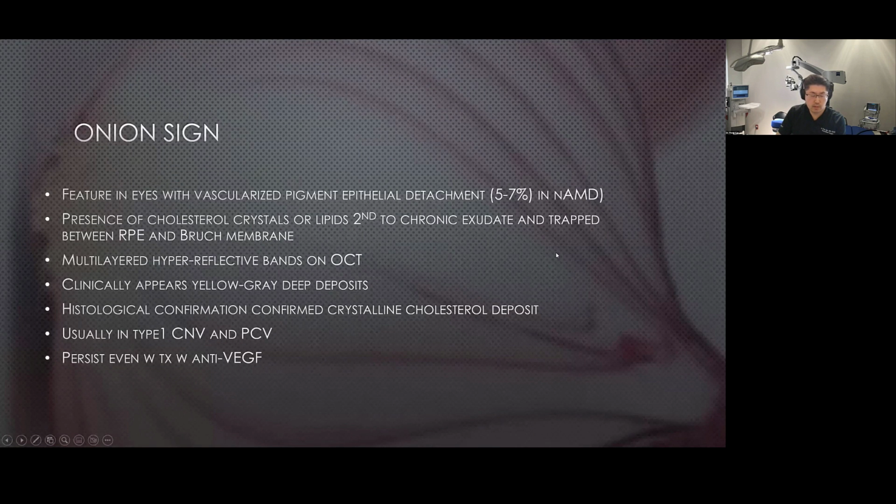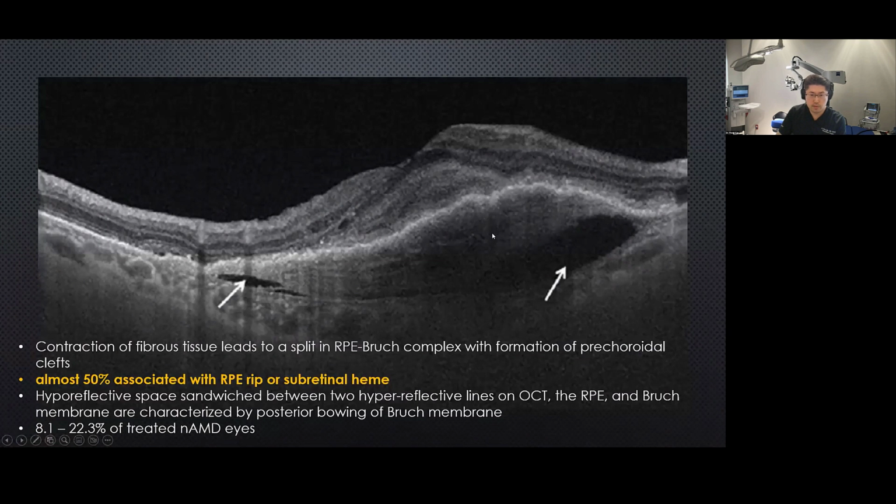And it's usually found in type 1 CNVM and PCV. So despite repeated anti-VEGF treatment, this layer will be there. But in essence, if you see that, it means that this patient had choroidal neovascular membrane with presence of cholesterol deposit.